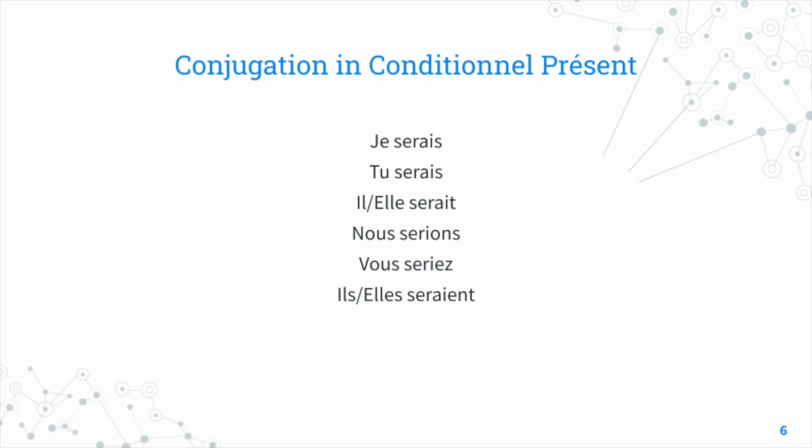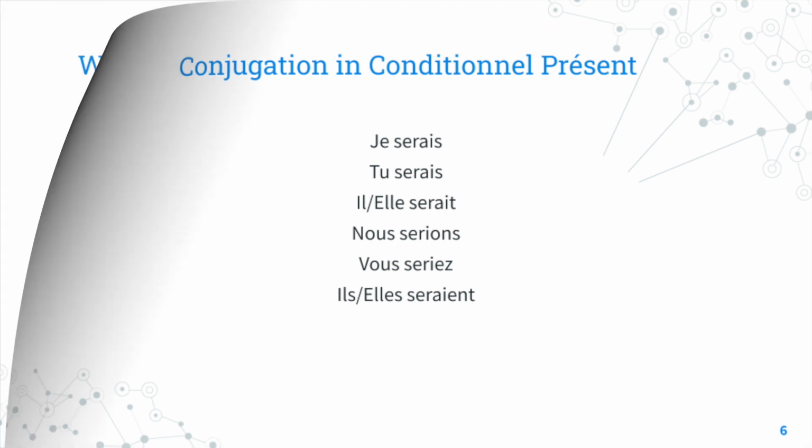Before continuing with the lesson, let's look at and review the conjugation of être in conditionnel présent. So it will be je serais, tu serais, il, elle serait, nous serions, vous seriez, ils, elles seraient.